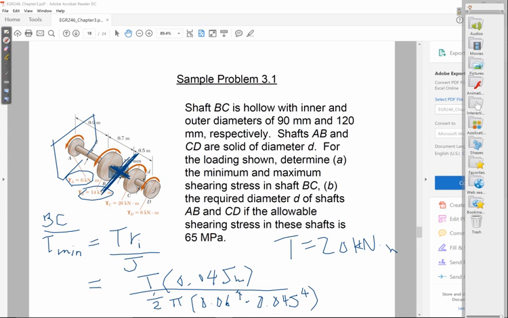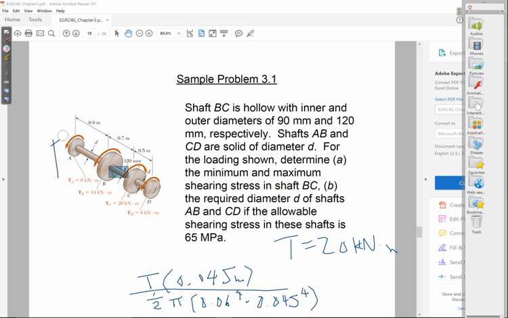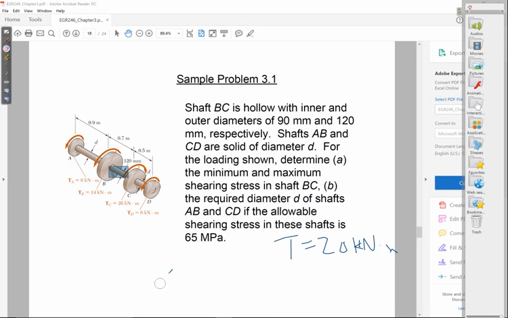For part B, part B is nice because it's now a design problem. Part A was a pure analysis problem. We knew the torques, or at least we were able to figure out the torques, and then we knew all the dimensions, and we were just asked to find stresses. When you're asked to find stresses, that's a pure analysis problem. That's just plugging in all the values that you know and finding a stress.